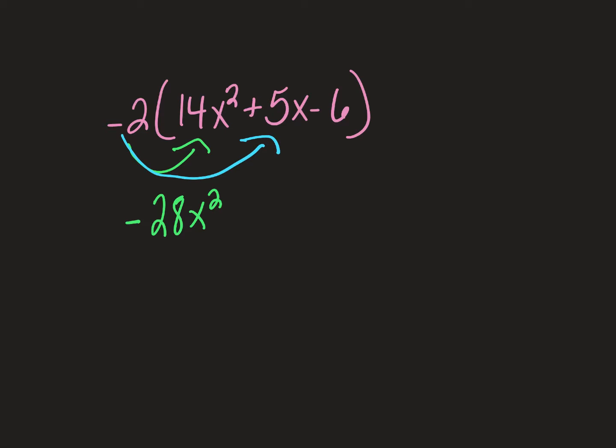Bear, what is negative 2 times a positive 5x? You're multiplying. 2 times 5 is, yep, so it'd be negative 10x. All right? Negative 2 times a negative 6 is what, Noah? Just 12. Yeah, positive 12 because those negatives cancel out. Good job. And that is your answer.